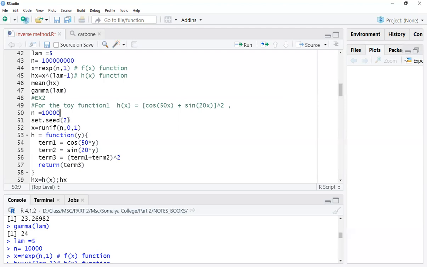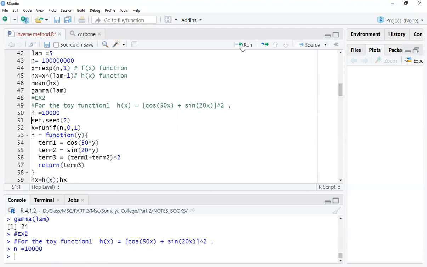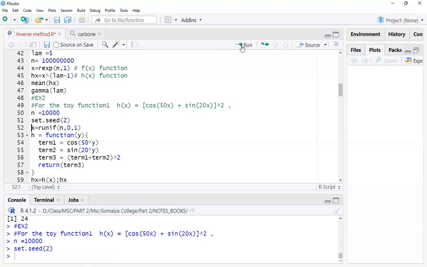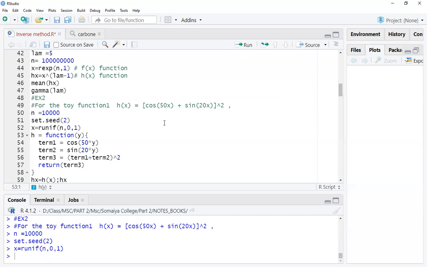Set the seed to 2, so that each time we get the same observations. Now we are generating first 10,000 observations from uniform 0, 1. Right? So let's generate this first. Now I'm creating the function h of x. How will we create h of x? It is cos 50x plus sin 20x. So one can take term 1, term 2, or instead of y you can take x also, but x is already defined here, so we cannot take x, so we can take y.